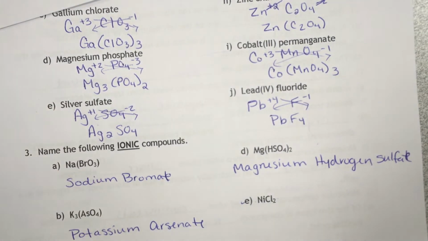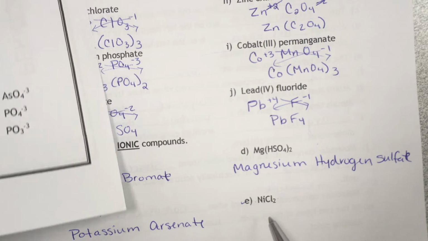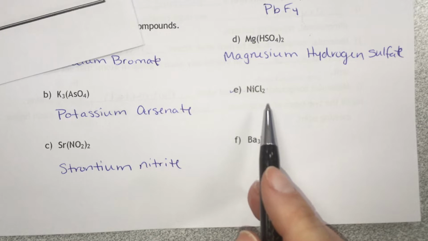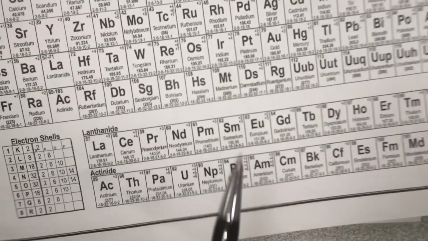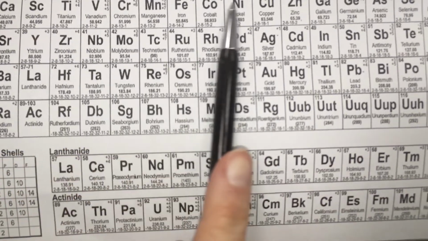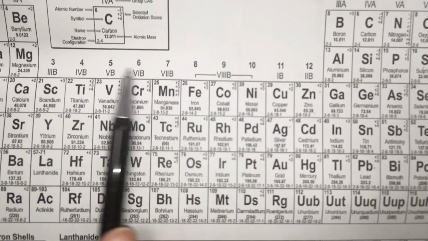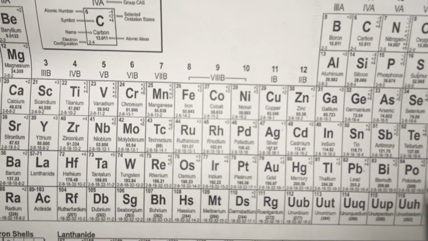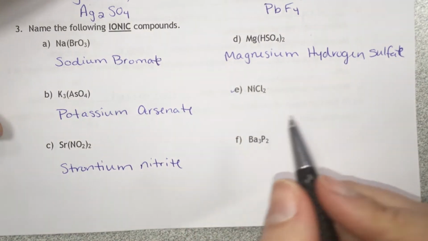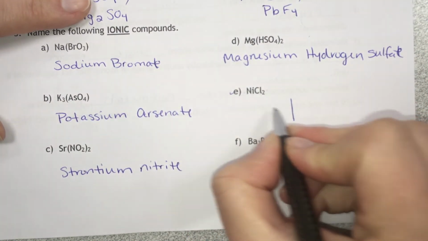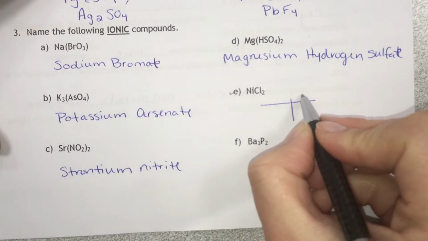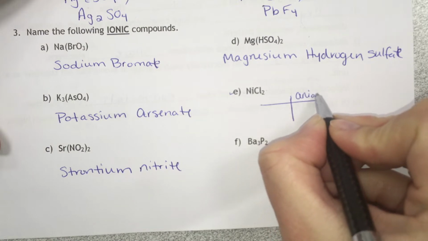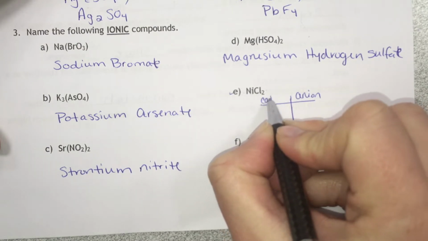Okay, and then here's where you want to, this usually will get the students, they tend to not recognize that this nickel has multiple charges. If you look, nickel is a transition metal, many of which have multiple charges. So nickel is right here, and it could be a +2 or a +3 charge. So we need to find out which one. I like to make this little cross section T chart, whatever you want to call it, for the anion side and the cation side.